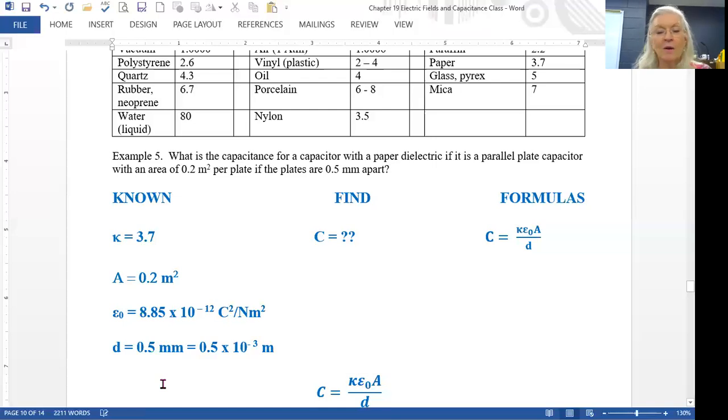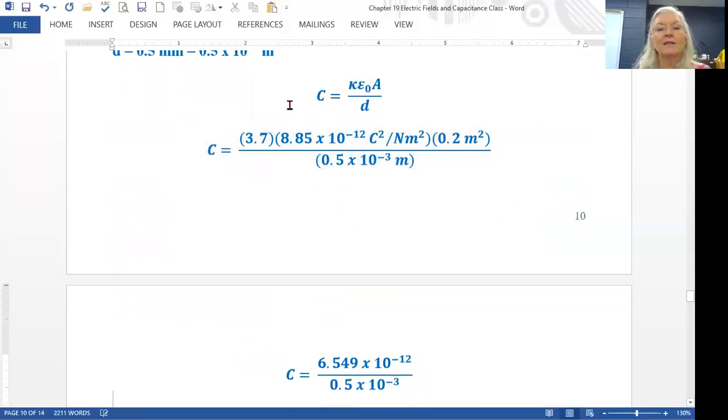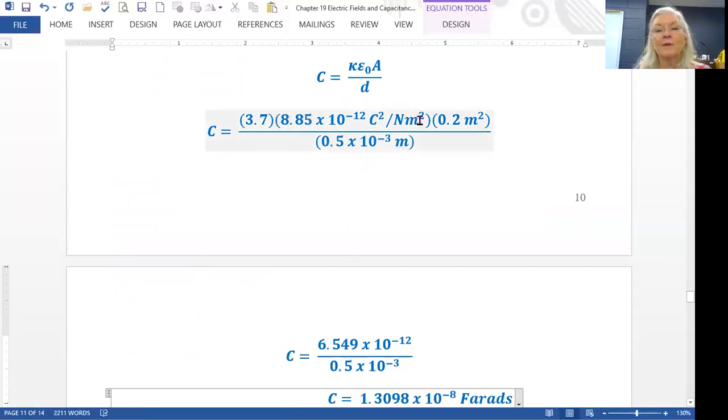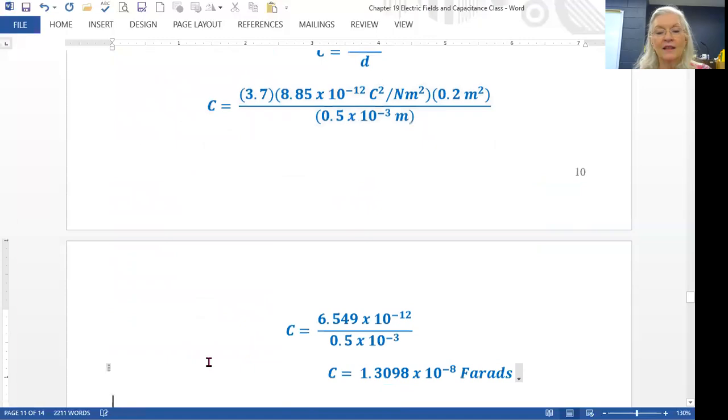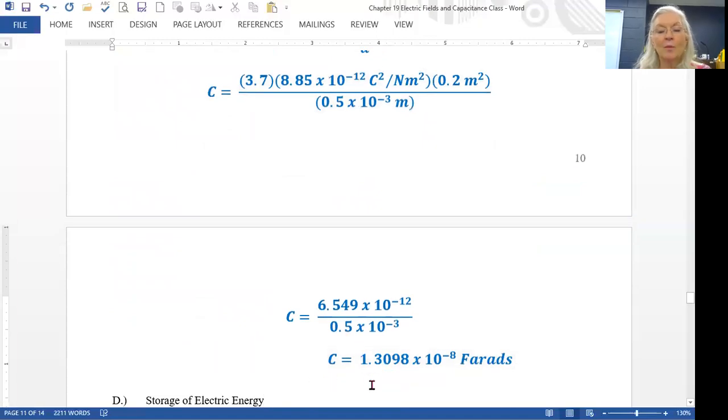So we start out by writing the formula, and then we plug in and do the math. Notice I use a lot of parentheses, and the first time I plug in the numbers, I write down all the units. As we go along, it becomes a little bit of a burden, and I tend not to write them down until we get to the very end. So when you do the last of your math, we get that capital C is 1.3098 times 10 to the minus 8, and it's in farads because capacitance is measured in farads. So pretty straightforward.